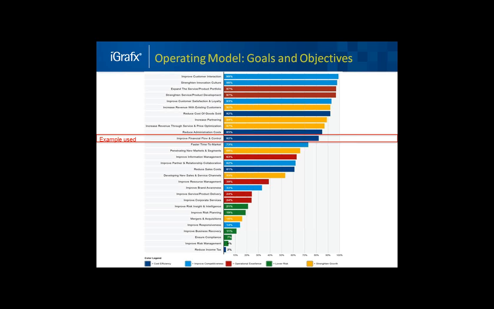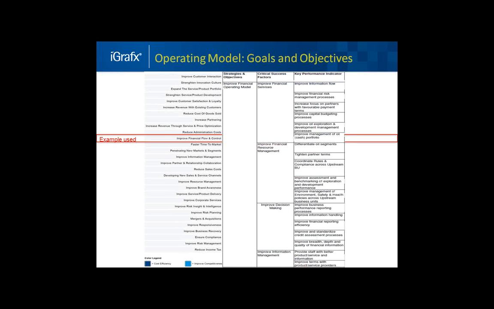So let's take a look at the financial aspects of strategy. If we would improve the financial operating model, and we drill this down, this could be split, and by the way, this is just an overview. It was split into 10 areas. It had 10 critical success factors. In this case, we are looking at improved financial services, improved financial resource management, improved decision making, and improved information management.